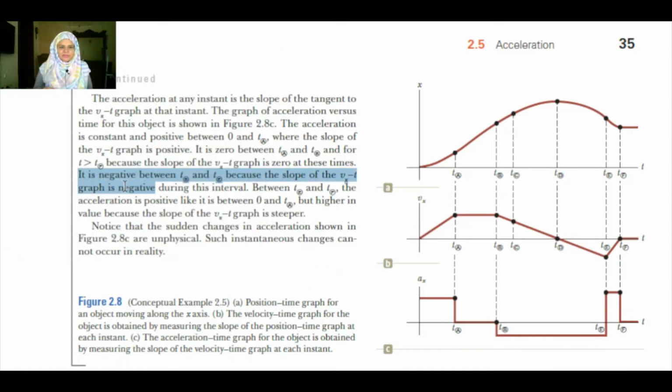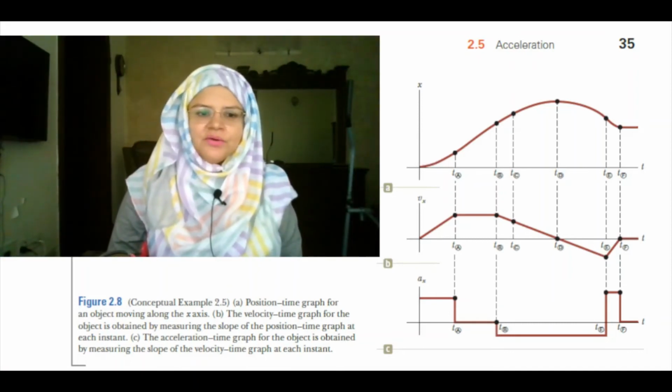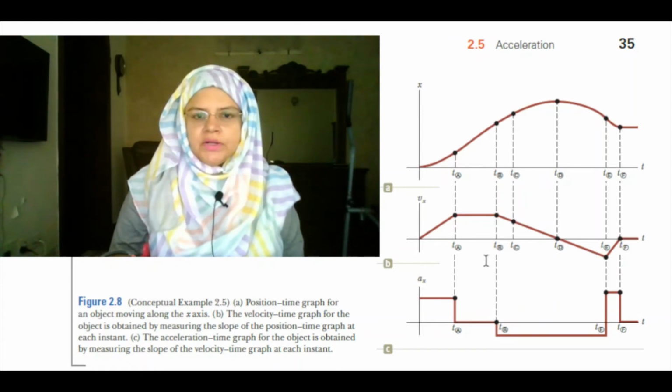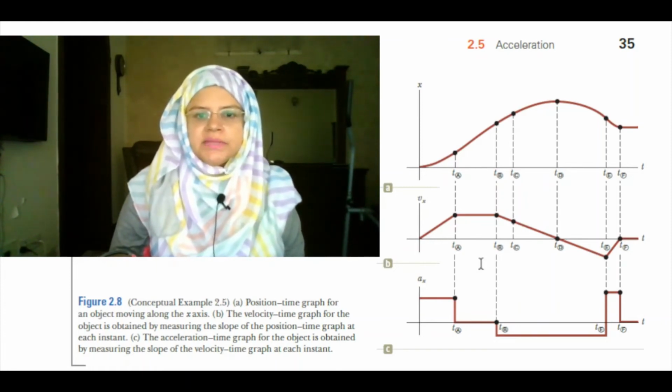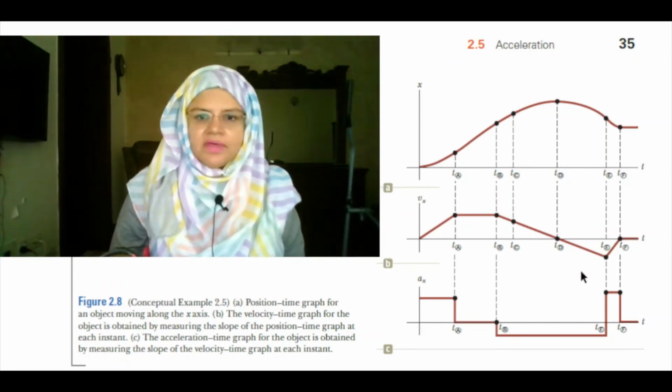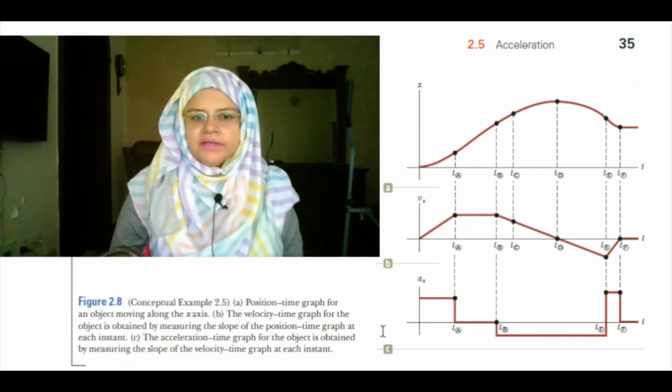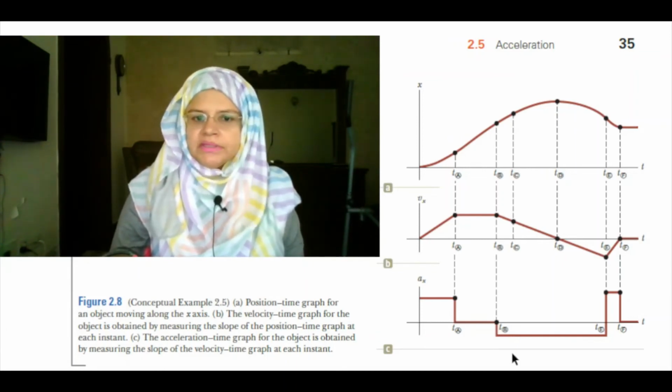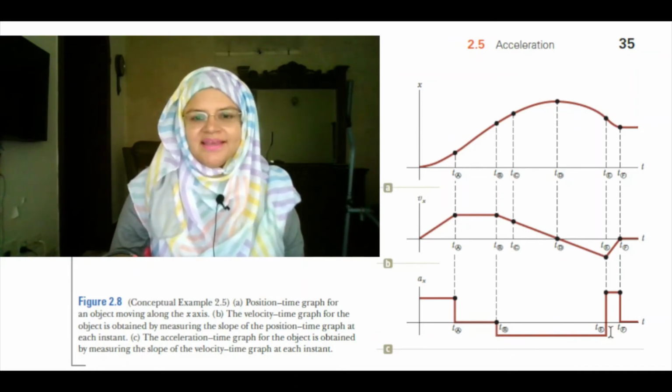It is negative between tb and te because the slope of the vxt graph is negative during this interval. If we look at figure 2.8b, the velocity time graph, we notice that between the points tb and te, the slope is negative and is constant. Therefore, the acceleration time graph in figure 2.8c shows that between the points tb and te, acceleration is negative and is constant.